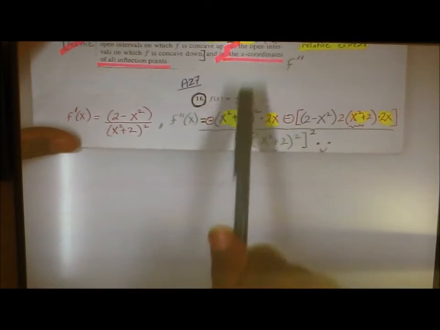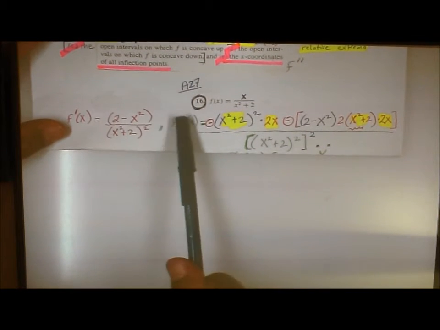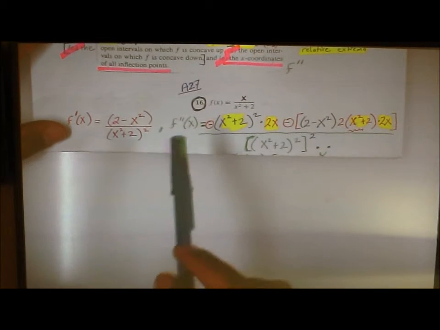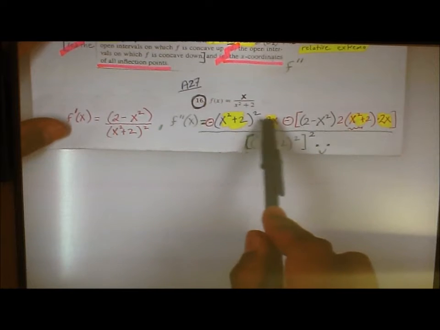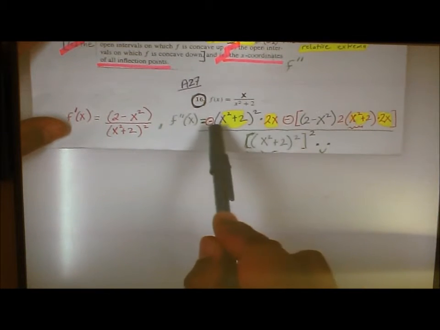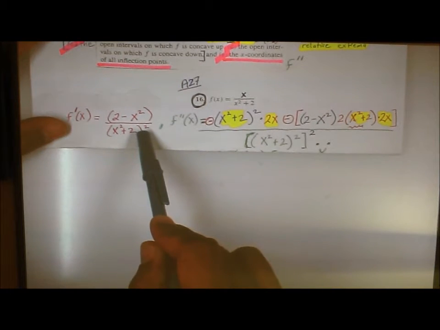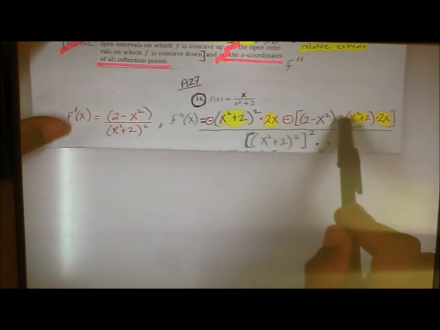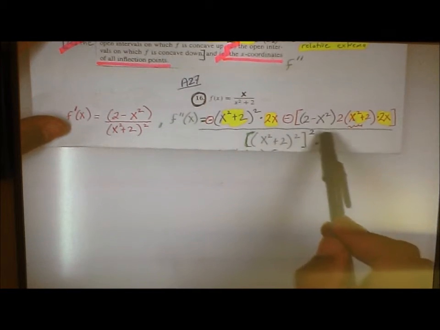Okay, so to answer any concavity or inflection point question, we need to take f prime and derive it. So I took f prime, I used the quotient rule, and that's how I got f double prime. Let me just walk you through that real quick. This is low, the denominator, times d high, the derivative of the high, the numerator, which is negative 2x, minus high times d low, the derivative of that denominator, which is right here, all over low quantity squared. So there's my f double prime.